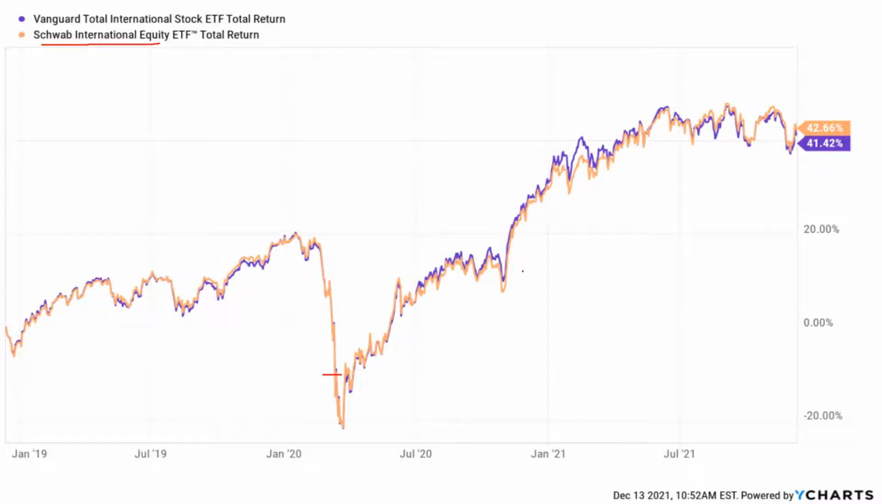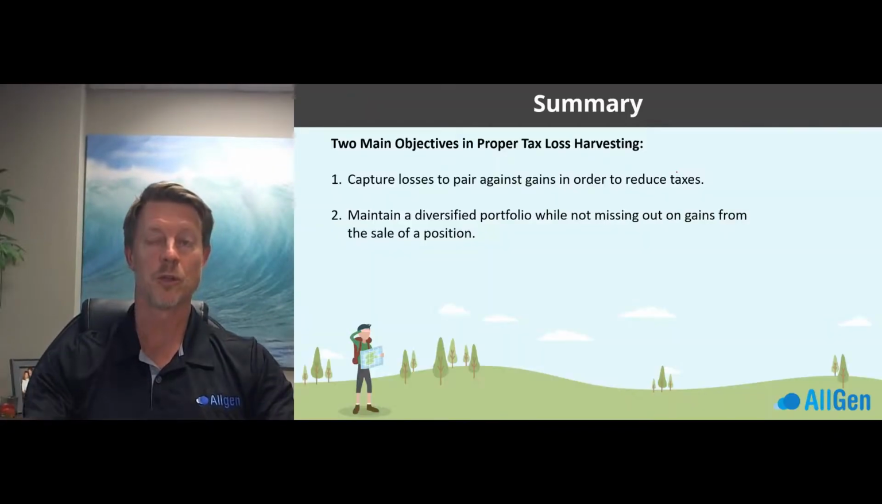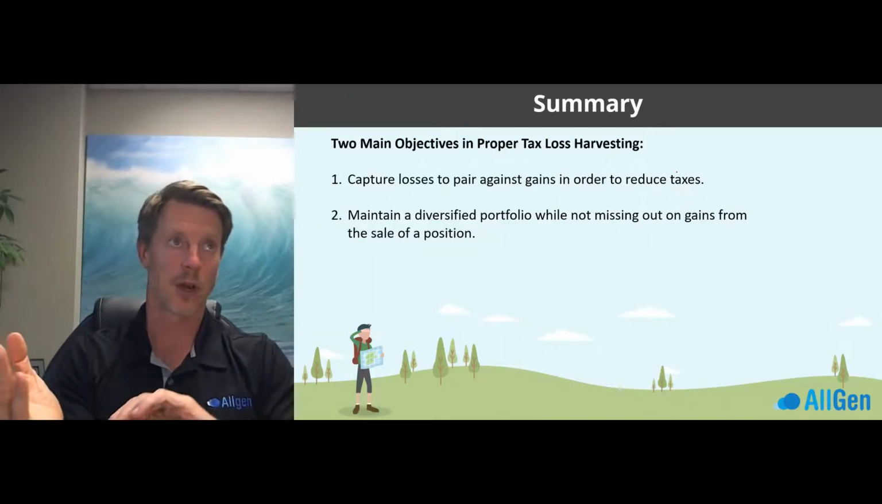Then when the market rebounded and when those international stocks rebounded, you rebounded along with it. So you were able to get the best of both worlds. You were able to take the loss by selling right here, but you don't miss out on the gain. And that's ideally what we're looking to do when we do tax loss harvesting.